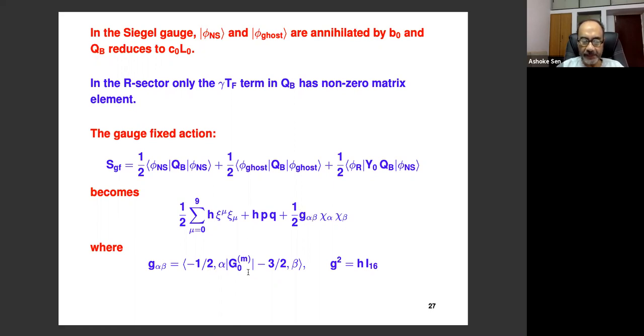So what is G alpha beta? G alpha beta is essentially the matrix element of this G0M, the zero mode of the matter superstress tensor, between these alpha and beta states. And one can show that G squared is indeed h times the 16 by 16 identity matrix. This just follows from the algebra of these G0Ms. So we are now going to use this form of the action and rewrite the original path integral in the gauge fixed form.